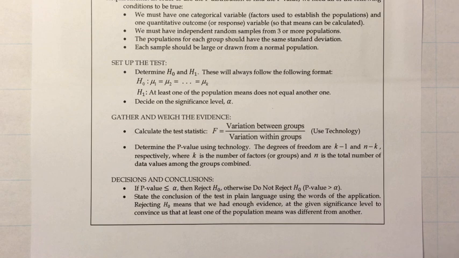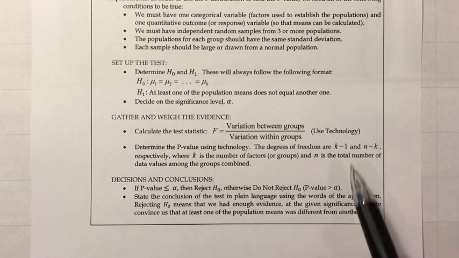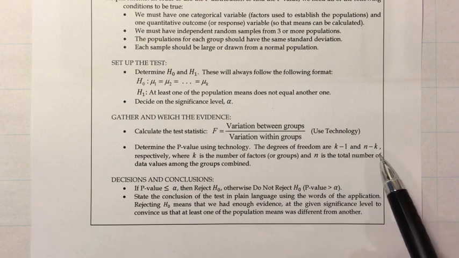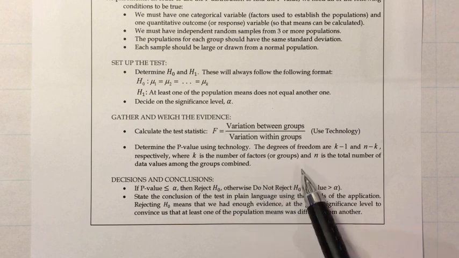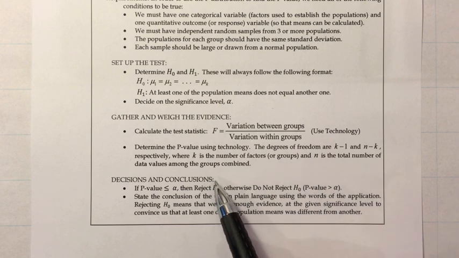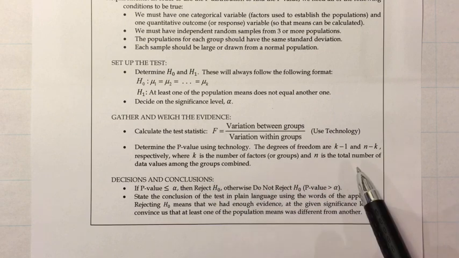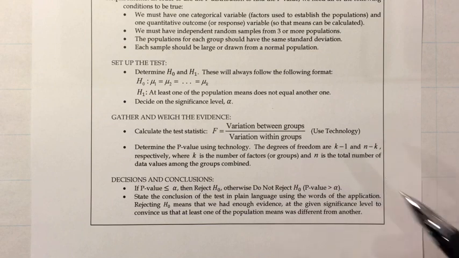Step 4 will be to determine the p-value using technology. There's degrees of freedom for an F distribution, and there's 2 different kinds. There's the k-1 and the n-k, so they both get used, where k is the number of factors or groups and n is the total number of data values among the groups combined. We could sort that out, but honestly technology is going to do it for us, so it's not that big of a deal. And then the last phase will be decisions and conclusions.